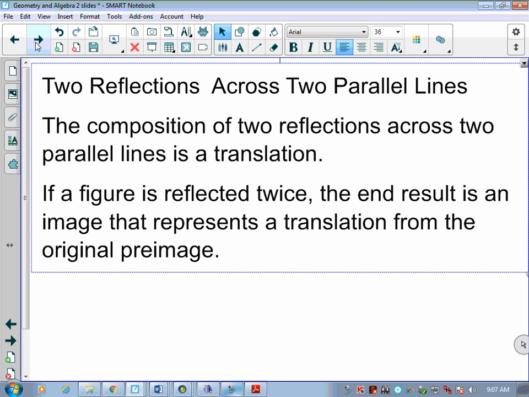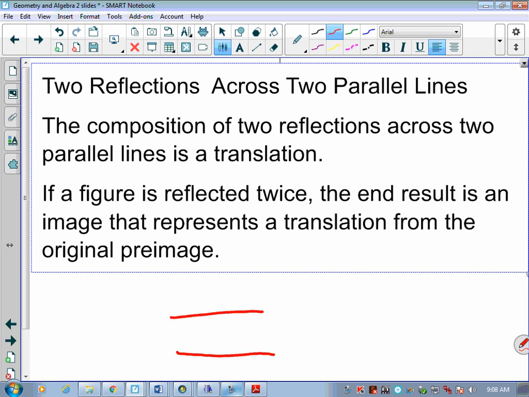Two reflections across two parallel lines. This will be an important one to look at and remember. The composition of two reflections across two parallel lines is a translation. Let's say that again. Let's say I've got these two parallel lines here, and this green triangle. If I reflect it across this red line right here, it would look like that, correct? And then if I reflect it across this second red line, it would look like that.